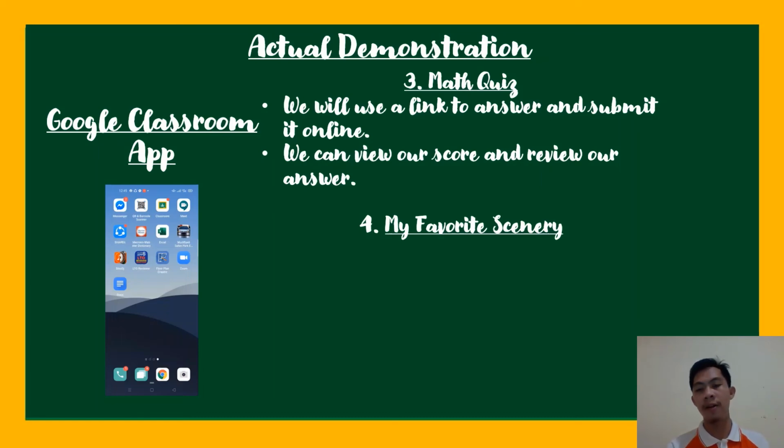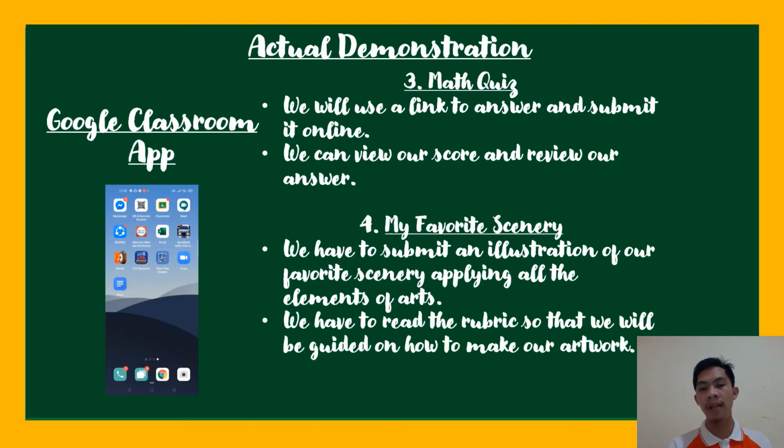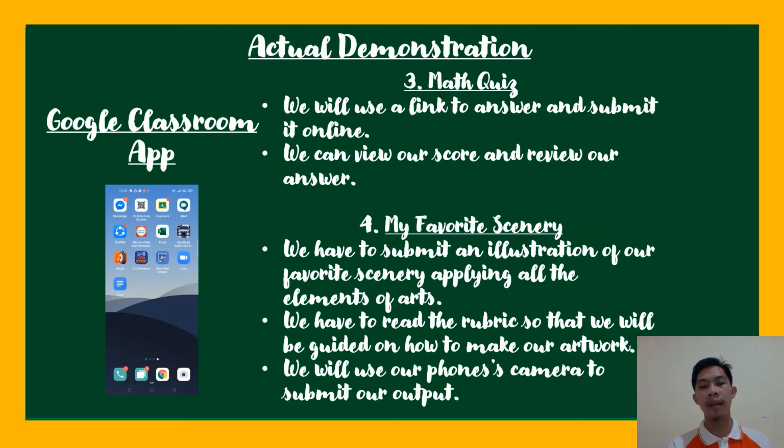Next, the fourth activity is my favorite scenery, wherein it requires us to submit an illustration of our favorite scenery applying all the elements of arts. So this activity also has a rubric to guide us on how our work is to be graded. So it is very important that you read the instruction and analyze the rubric so that you know how to make your output correct. And we will use our phone's camera to submit our output. So after we take a picture of our artwork, we will submit it directly to the Google Classroom.